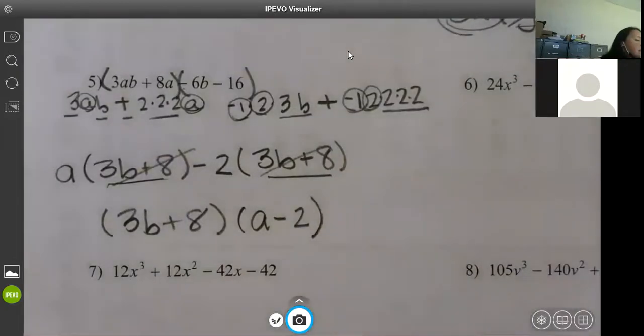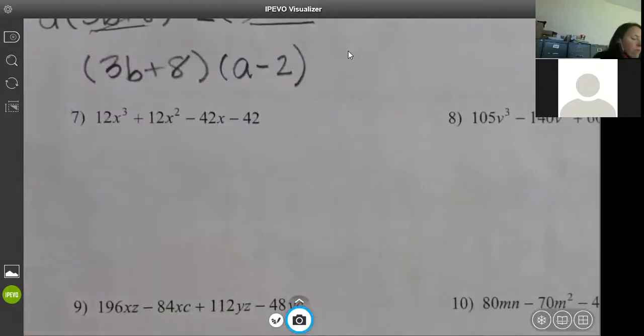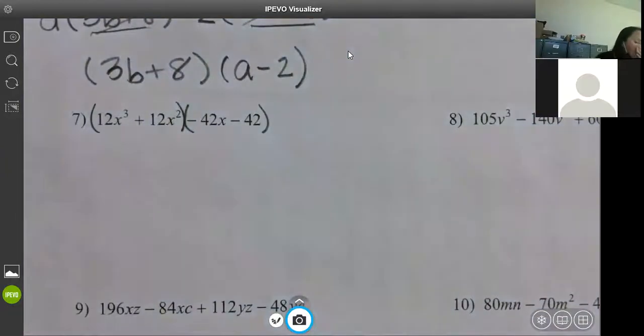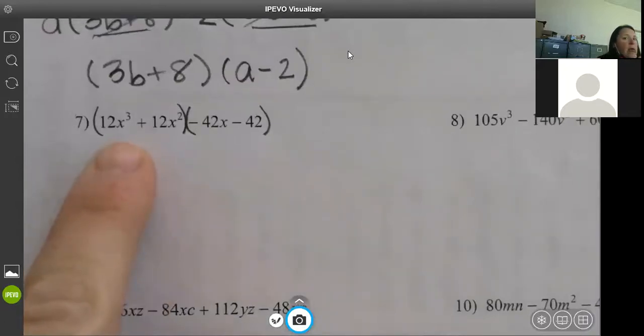Number 7 is the exact same way. We're going to group the first two and the last two. Can you already see what's in common? What do they both have? Say it again. What do they both have? Loud. 12x, right? They have a little bit more than 12x. They have 12 and how many x's in common?